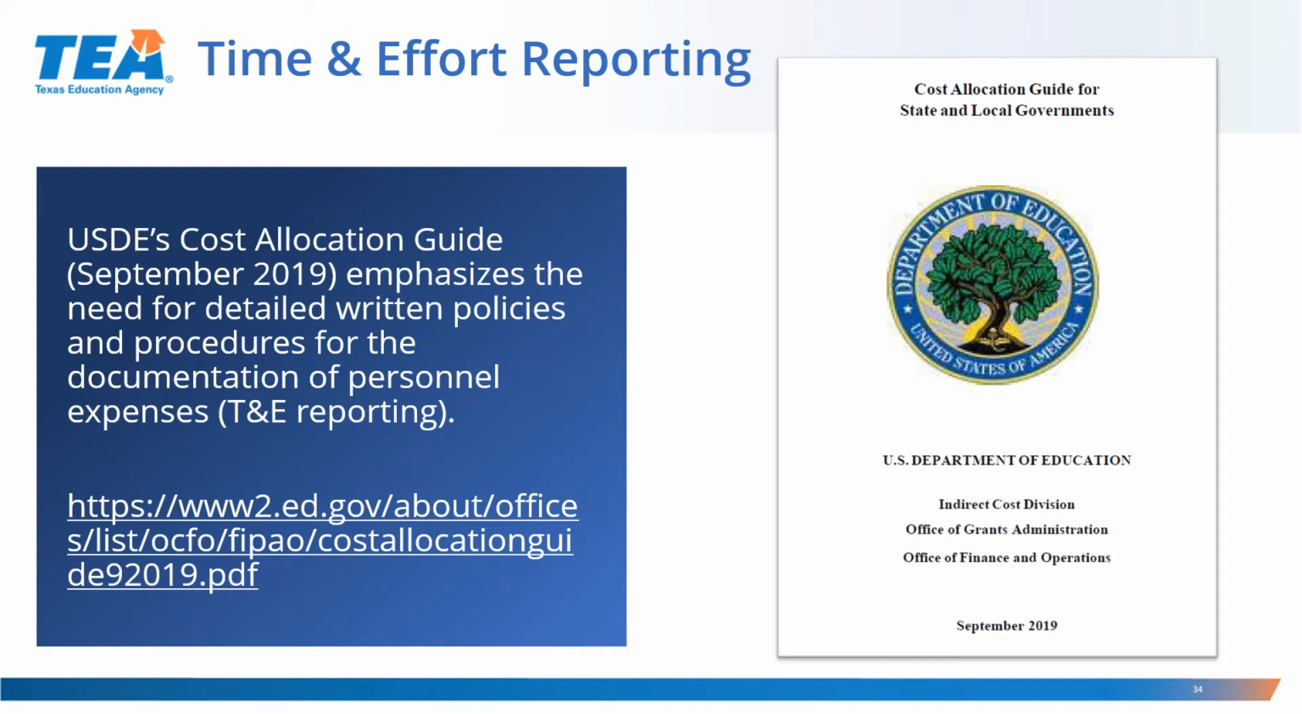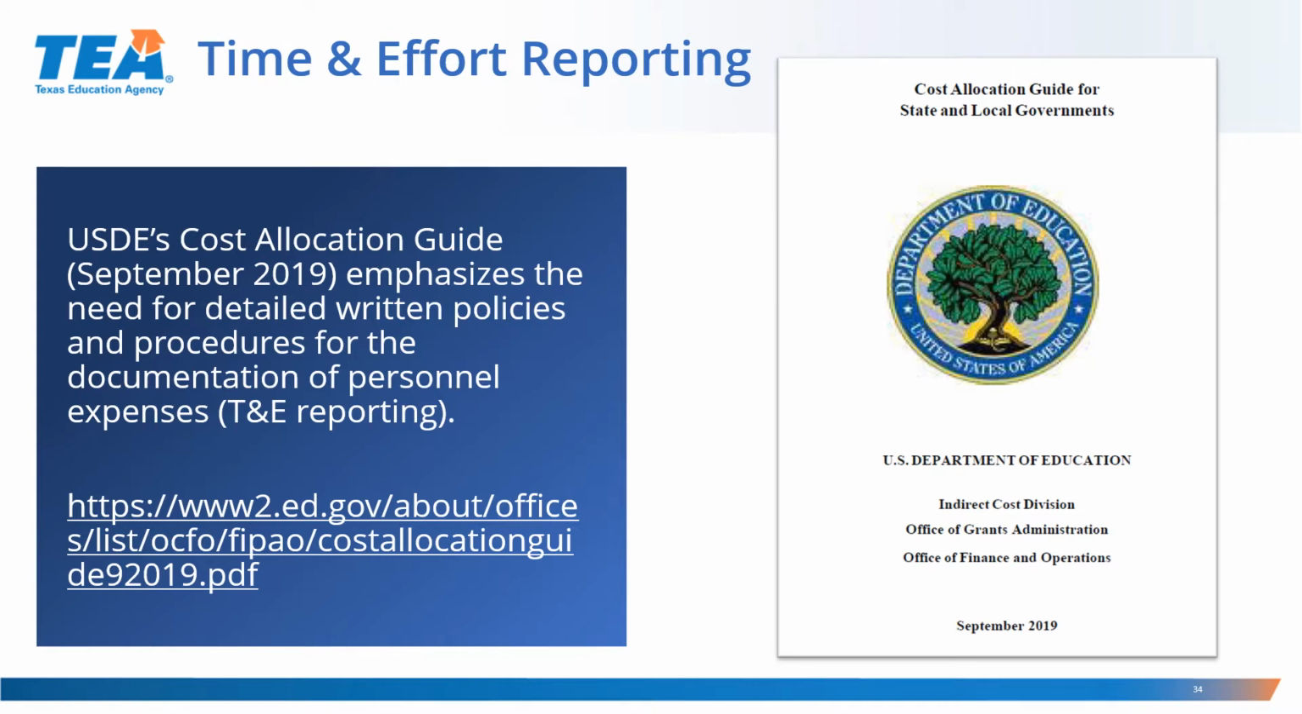Before we get into the detail of time and effort reporting and the documentation that we look at during our reviews, I just wanted to call your attention to the USDE cost allocation guide that came out in September of 2019. It included a small but very important section on time and effort reporting requirements under 2 CFR 200, also known as Uniform Guidance. The guide clarifies that the intent of Uniform Guidance is to provide more flexible and less burdensome time and effort reporting systems. While it gives non-federal entities flexibility in documenting the personnel expenses, it also establishes critical parameters within which that flexibility must be exercised.